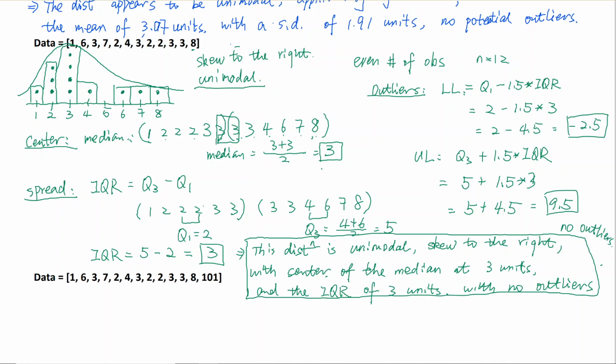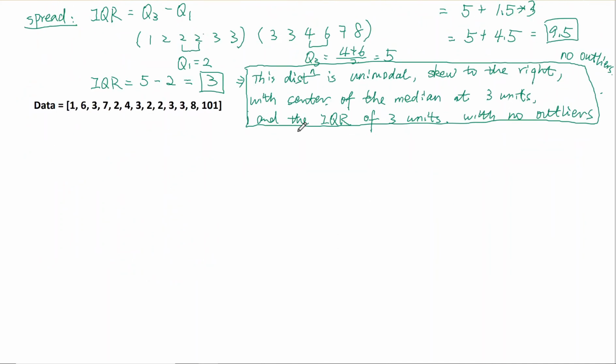All right, so this is the second case: if your distribution is not symmetric, if your distribution is skewed to the right, then you need to use the median and the IQR instead of mean and standard deviation to describe the center and spread. All right, okay, so this is the case for an even number of observations.